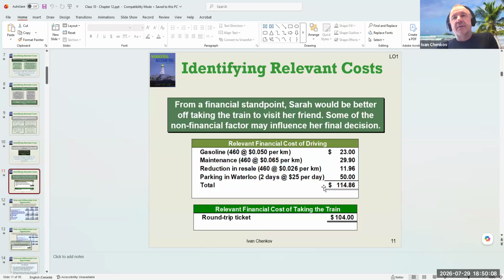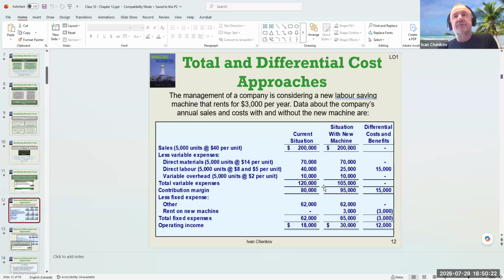So one way to make a decision is identifying the relevant cost, irrelevant cost, sunk cost, eliminate irrelevant cost, consider only relevant costs, do the cost analysis, do qualitative analysis, go for it. The alternative will be to go with the differential cost approach. And the differential cost approach, in some circumstances, may not have the ability to prepare the entire income statement for the company.